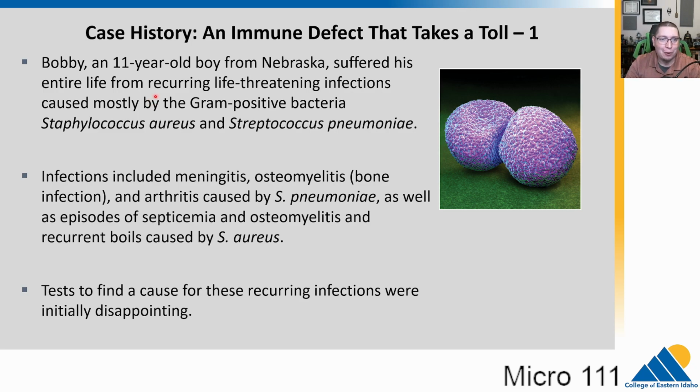Again, we see another recurring infection thing, so this is a common theme in this chapter. The infections include meningitis, osteomyelitis, that's bone infections, arthritis, and septicemia, and things from S. aureus. So we have lots of different infections in lots of parts of the body. They try to run tests to find a cause for this, and really can't figure out what's going on.